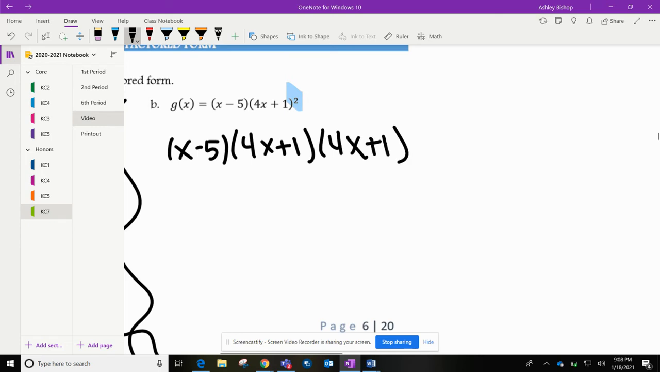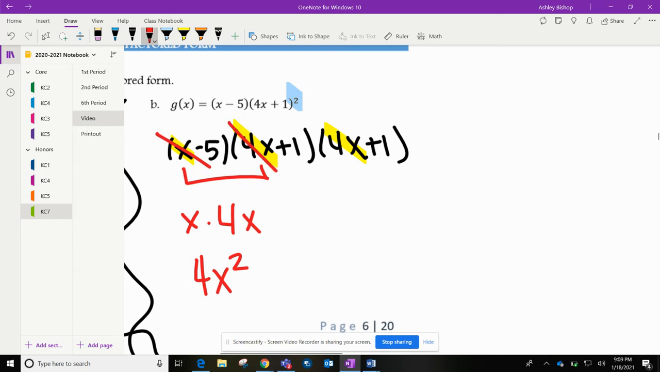And I need to find my leading coefficient. So I'm going to multiply the first thing in each binomial together. So I'm going to start off with these two. X times 4x. Well, remember, x times x is x squared. And there's just a 4 here. So I have 4x squared. So that's done. Now I need to multiply that by this 4x over here.